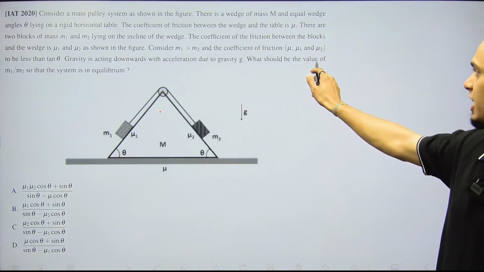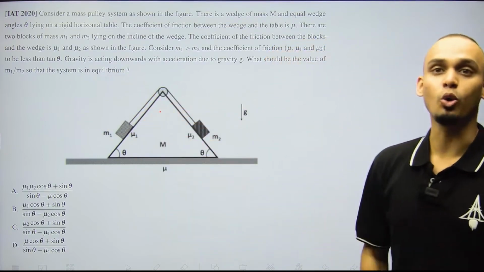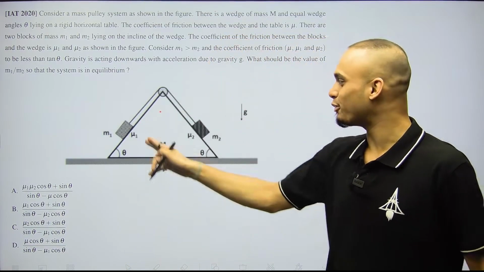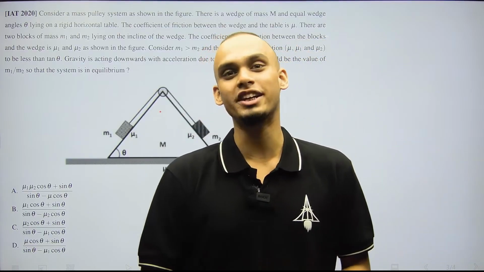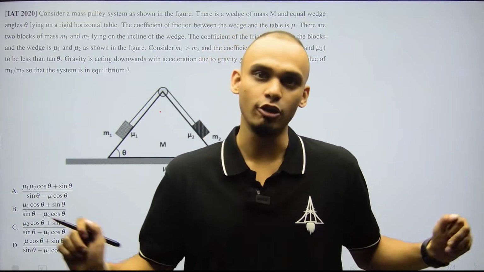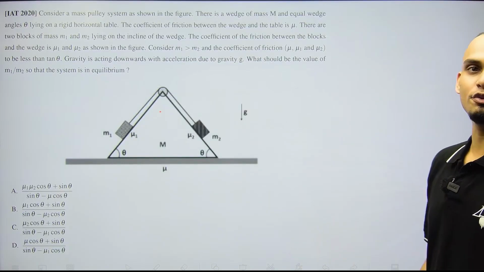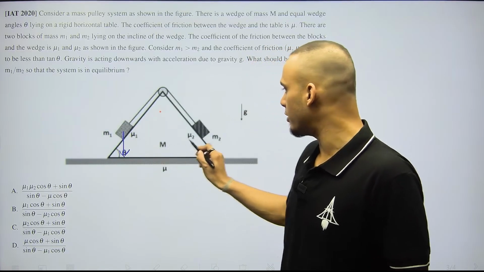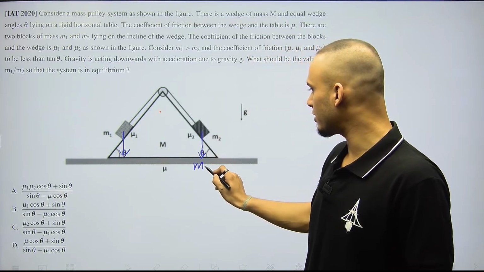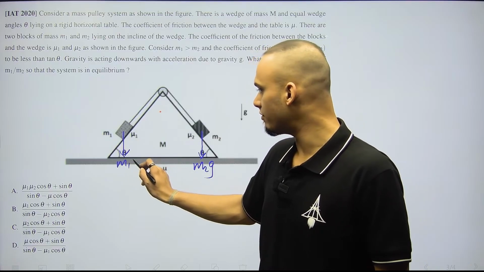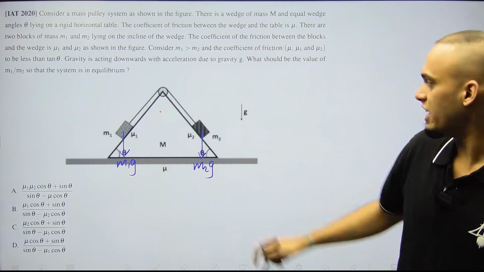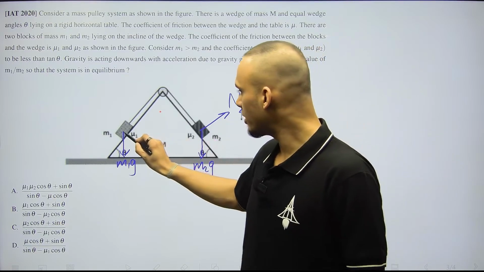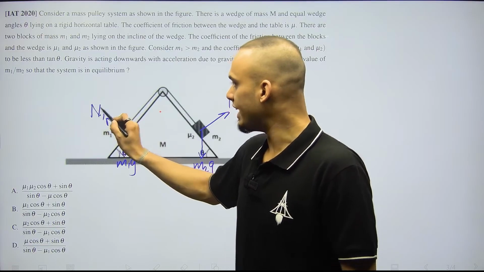We have been asked the ratio m1 upon m2 such that the whole system is in equilibrium, which is good because that just means we have to balance forces on each and every object in the question, and we'll be done for. So let us first draw the forces that are acting on the two blocks. Of course, their individual weights will be acting vertically downwards. Here's m2g and here's m1 into g. And since there is a wedge, it will exert normal reaction forces on both of them. Let's call this force N2 and let's call this force N1.